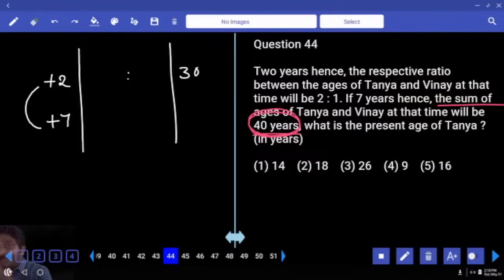30 should be divided in the ratio 2:1. So 20 and then 10. Now to get present age from after 2 years, you have to subtract 2 years. Tanya is the first person, so we are concentrating only on the first number. Clear?